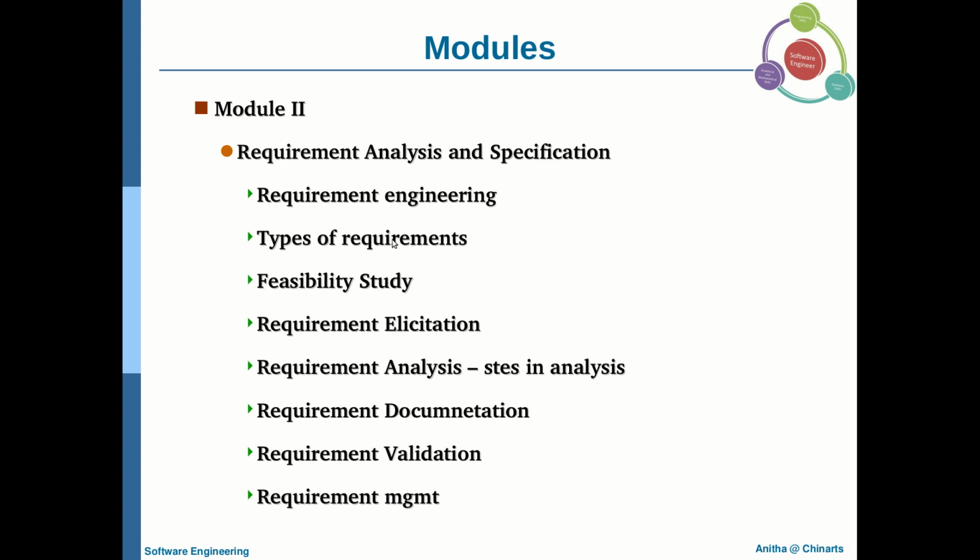software. So this module contains what do you mean by requirement engineering. Requirement analysis and specification is also known as requirement engineering. Then we will also talk about what are the different types of requirements. What do you mean by feasibility study? What are the different types of feasibility studies? What is requirement elicitation, which is nothing but requirements gathering, how to gather the requirements, in which we will be talking about the different techniques that are used for collecting the requirements from the customers.